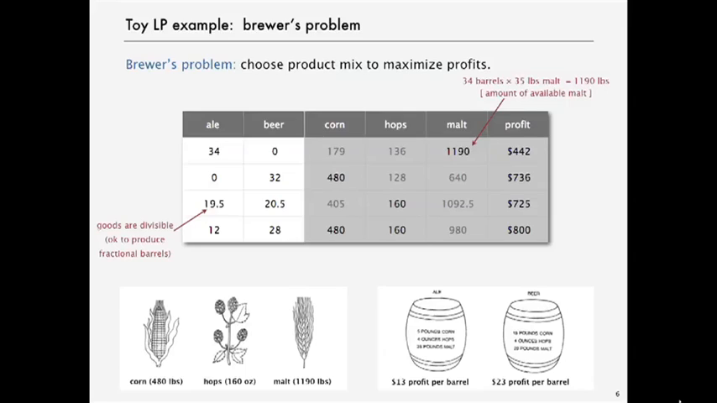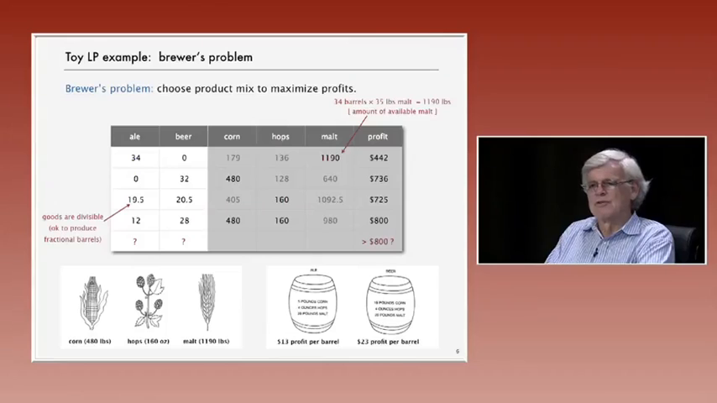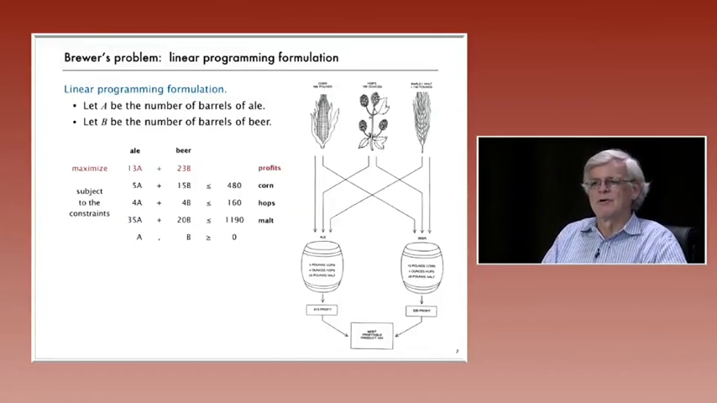That's the brewer's problem. Now the question is, can we do better? We've just been fooling around a little bit and seeing which one uses up resources. Is there some way that we can do better? So that's really the brewer's problem. I've got the scarce resources, I've got the objective function, and I want to maximize my profits while sticking to the resource constraints.